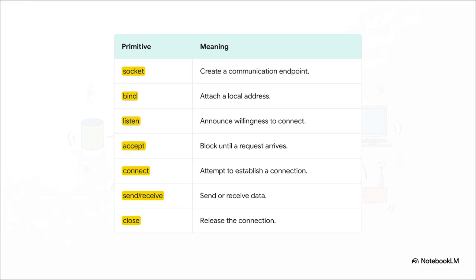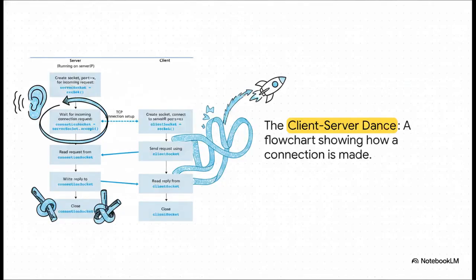The server will create a socket, bind it to an address, and then it will listen, waiting for a knock on the door. The client, on the other hand, will create its own socket and use the connect command to do the knocking. And this flowchart shows that interaction perfectly.